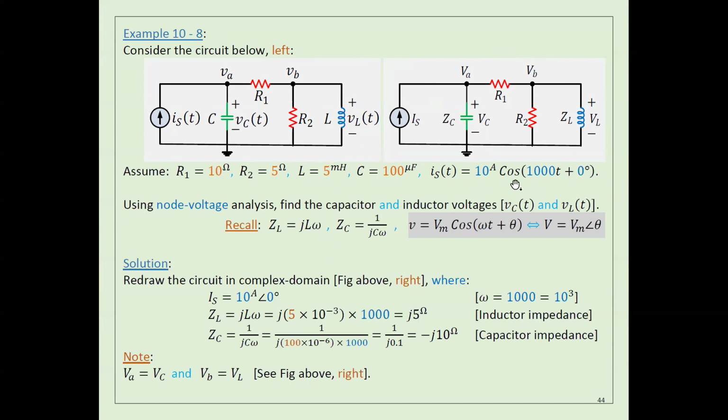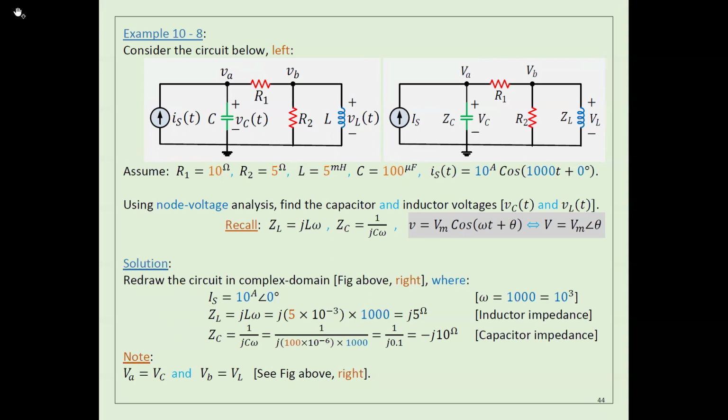So if this is the current here, I can convert it to the complex domain this way. For this inductor, the impedance has to be J omega L. For the capacitor here, the impedance is 1 over J omega C. And the resistance will be the same. So number one, you have to convert the circuit from the time domain to the complex domain.